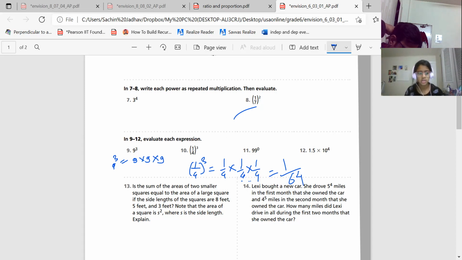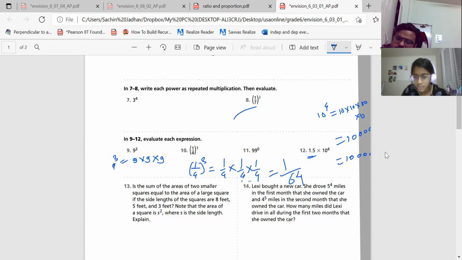Sir, I don't understand question number 12. This is 1.5 into 10 raised to 4. 10 raised to 4 means what? 10 multiplied how many times? 4. So multiply 10 four times, which means we have to put 4 zeros on 1. It becomes what?